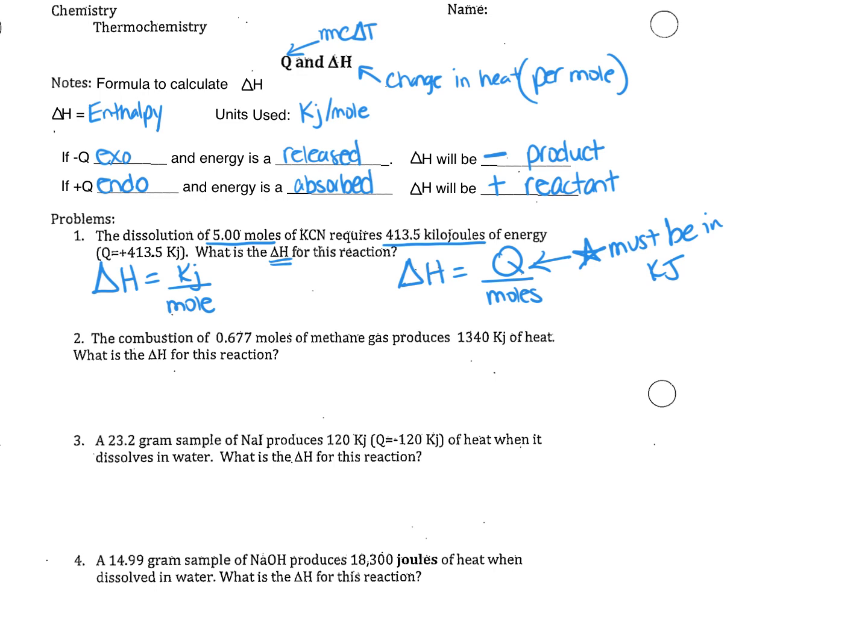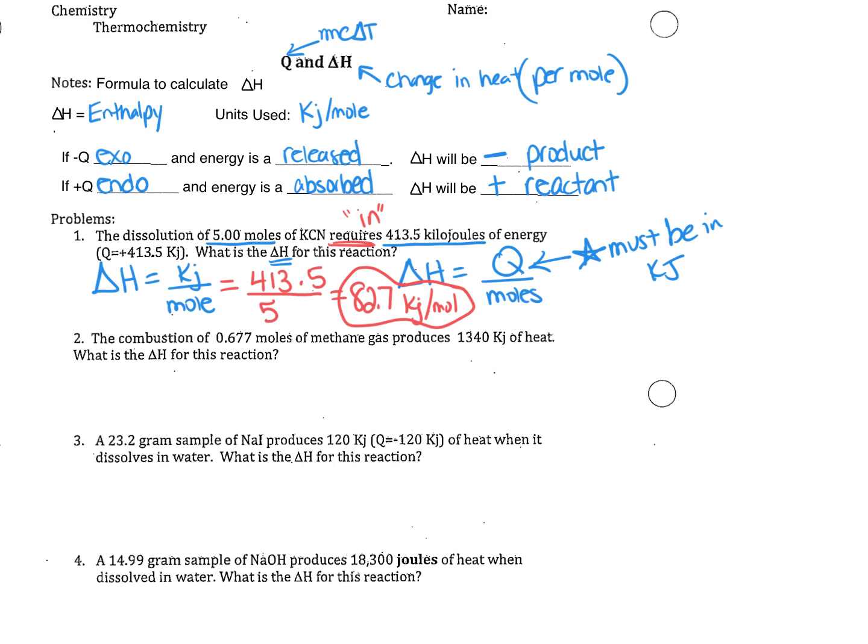So to solve this problem, all that we have to do is take our kilojoules, which is 413.5. It does say requires, so that means going in. And we're going to divide it by our 5 moles, which means that our delta H is going to be 82.7 kilojoules per mole. And that's it. We take Q and we divide it by the moles.